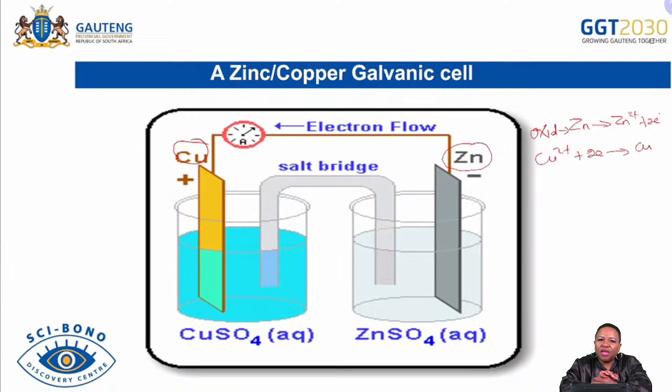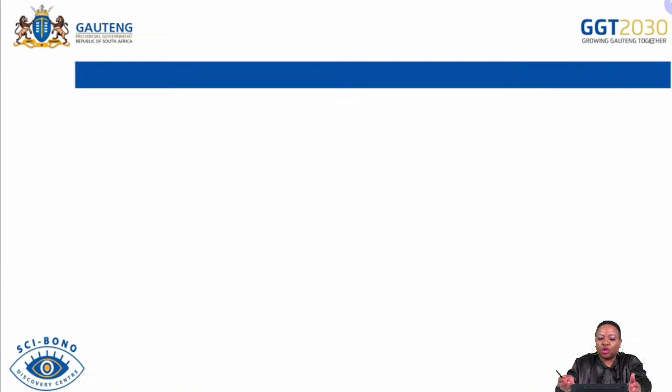Now we are going to explain exactly what is happening in each half cell, because we need to understand how zinc is losing electrons and forming zinc 2 plus, and how copper 2 plus is gaining those electrons coming from zinc. So I'm going to use this zinc half cell to explain exactly what is happening between the two half cells. Now let's look at the first half cell, which is the zinc half cell.